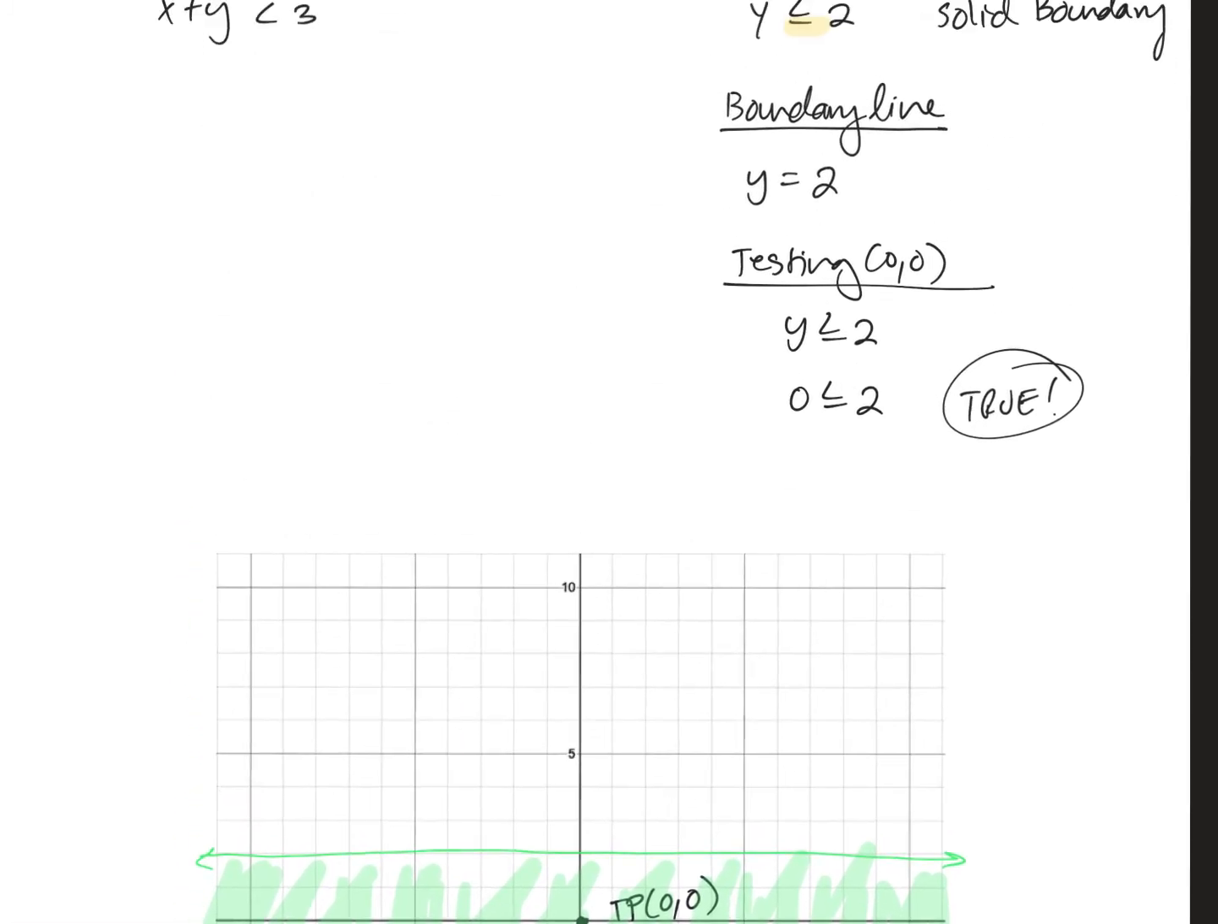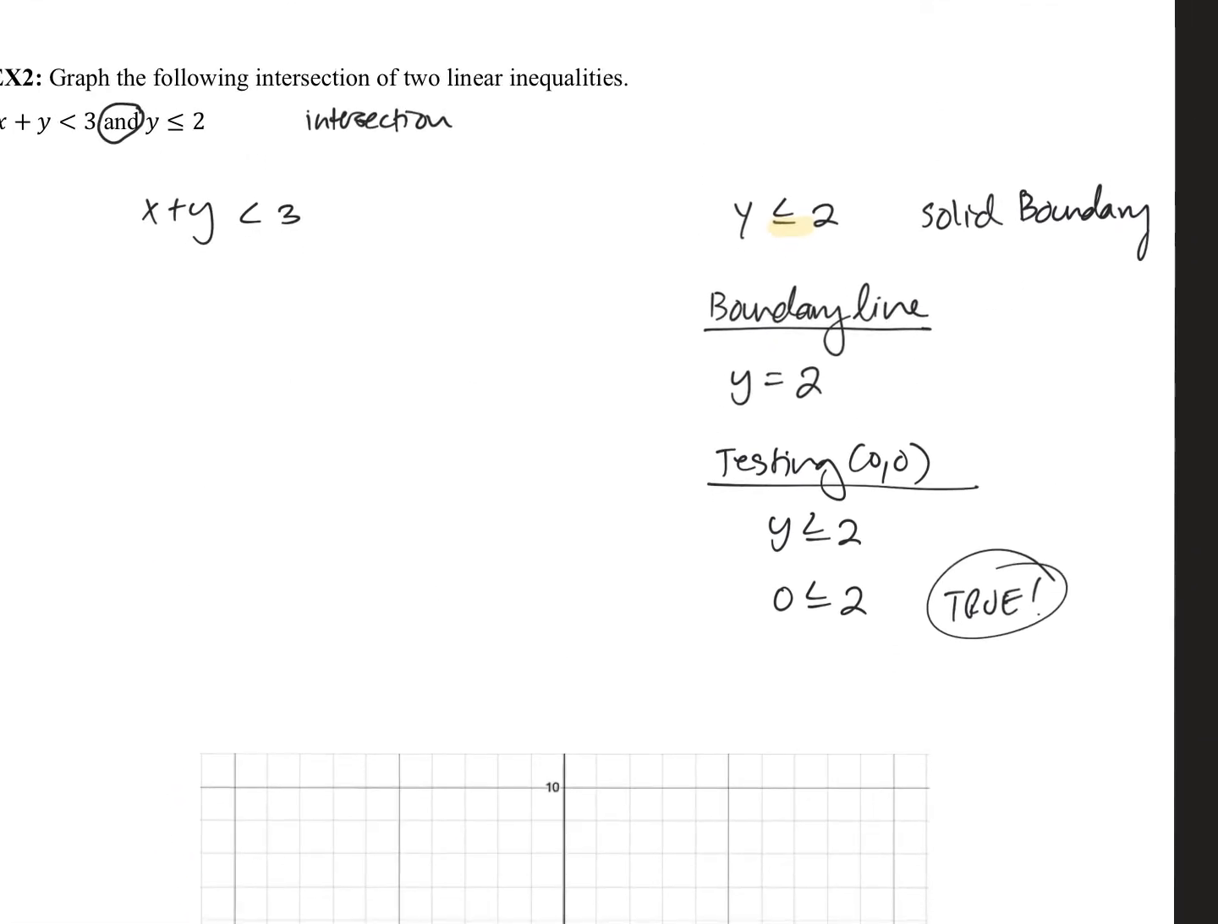Next, so that was one. Let's graph the other one. So this one's a little more complicated because it has x and y in it. But let's take a look. What would our boundary be? Our boundary is going to be dotted. So dotted boundary. And why would it be dotted? Because there's no line underneath the inequality symbol.